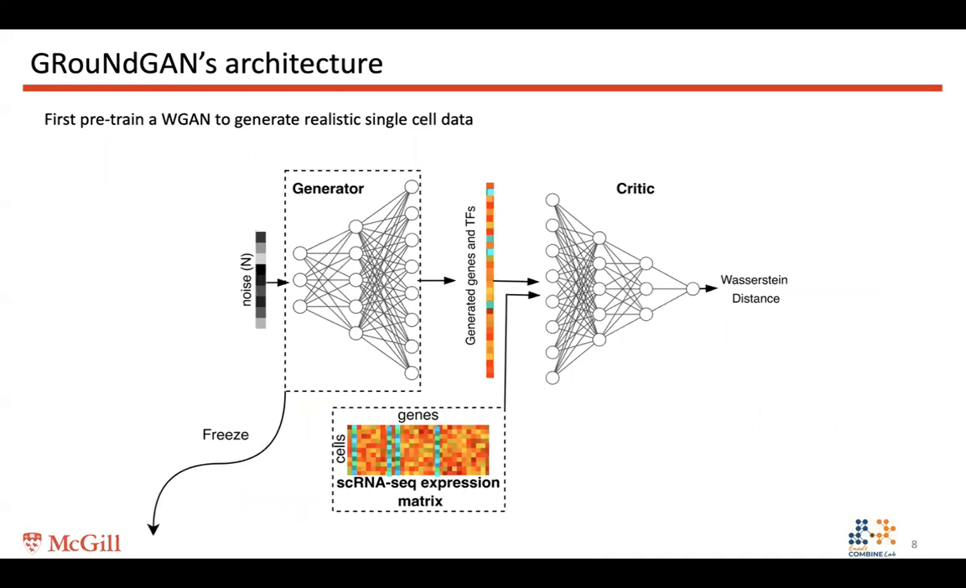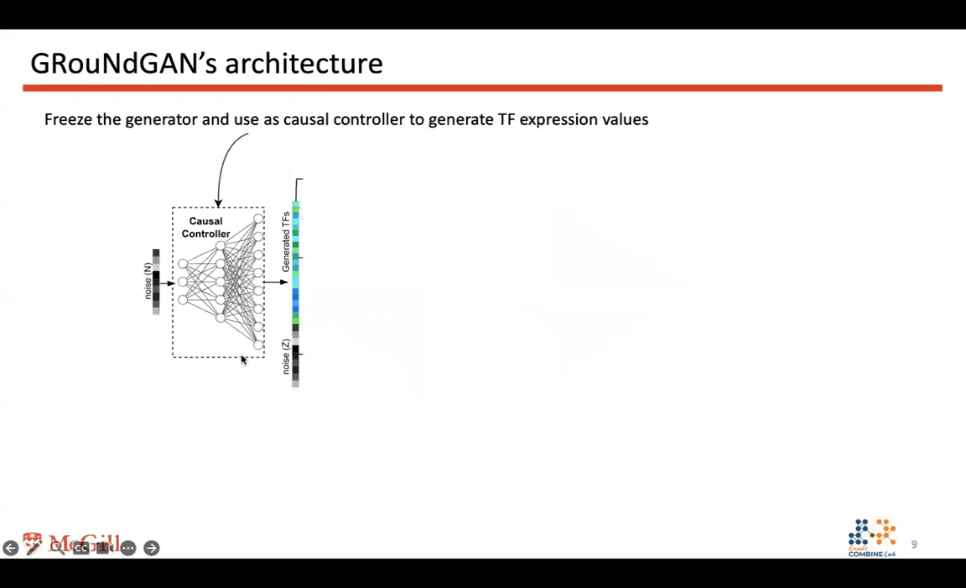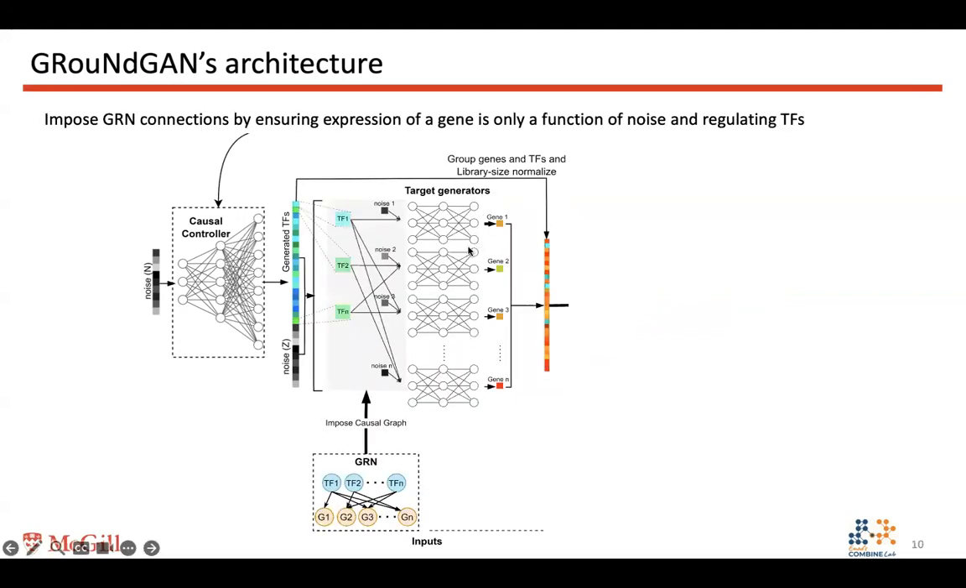If we look at the architecture and the training of ground GAN, we follow a two-step procedure. In the first step, a Wasserstein GAN is trained in order to generate realistic single-cell data from noise. And here, the GRN is not imposed, but the weights of the generator are frozen from this step and are used as the causal controller in the second step of the architecture in order to simply generate realistic transcription factor expressions. The transcription factor expressions and noise values are provided as input to different networks that are our target generators. The role of them is to generate the expression of target genes.